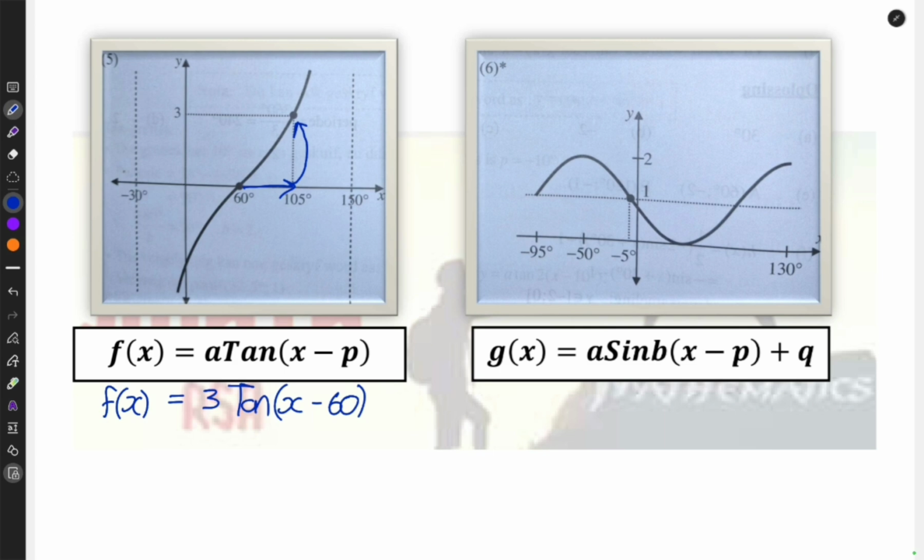Question 6. Now it has a star next to it, so apparently it's difficult, but let's simplify it a lot. In this case, everything changed: A, B, P, and Q. That doesn't happen often, but they want to trick us. So always start with the Q value. That's going to be the easiest. They are very nice to give me a dotted line, so I know Q is just plus 1.